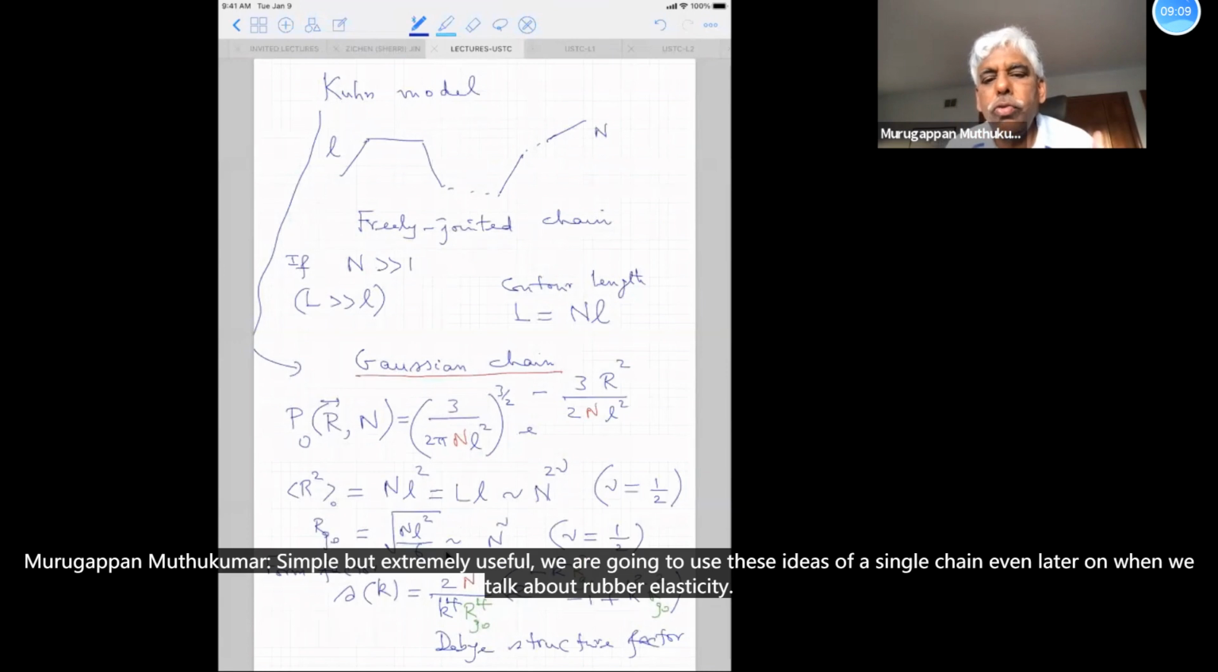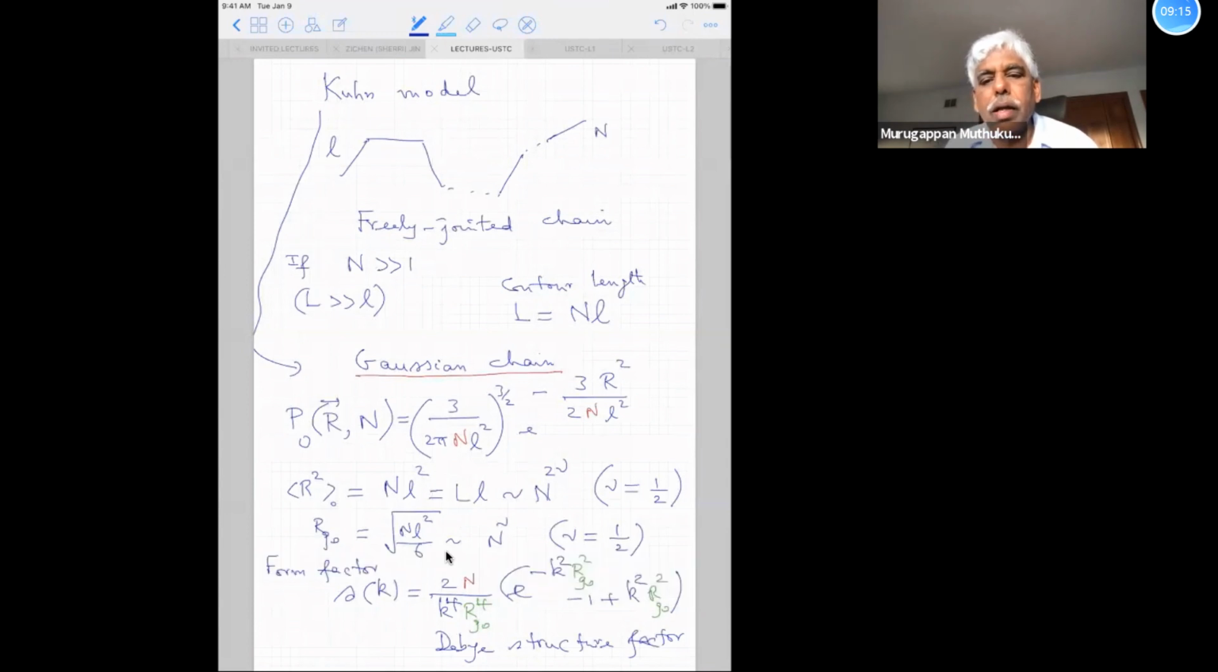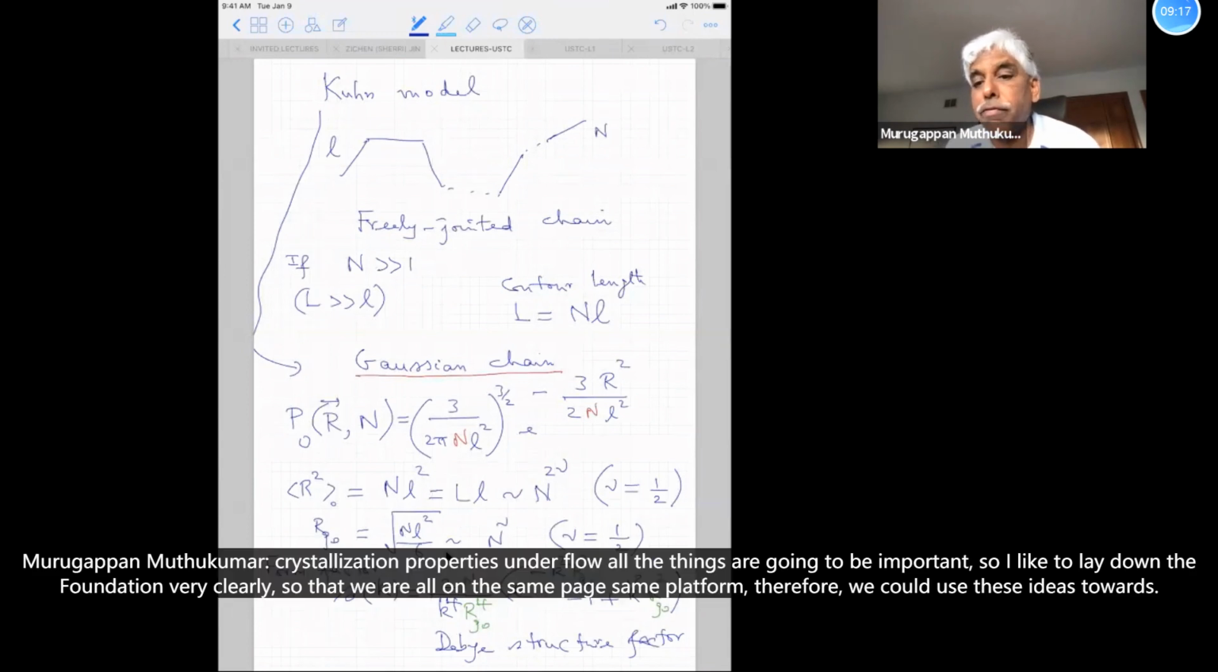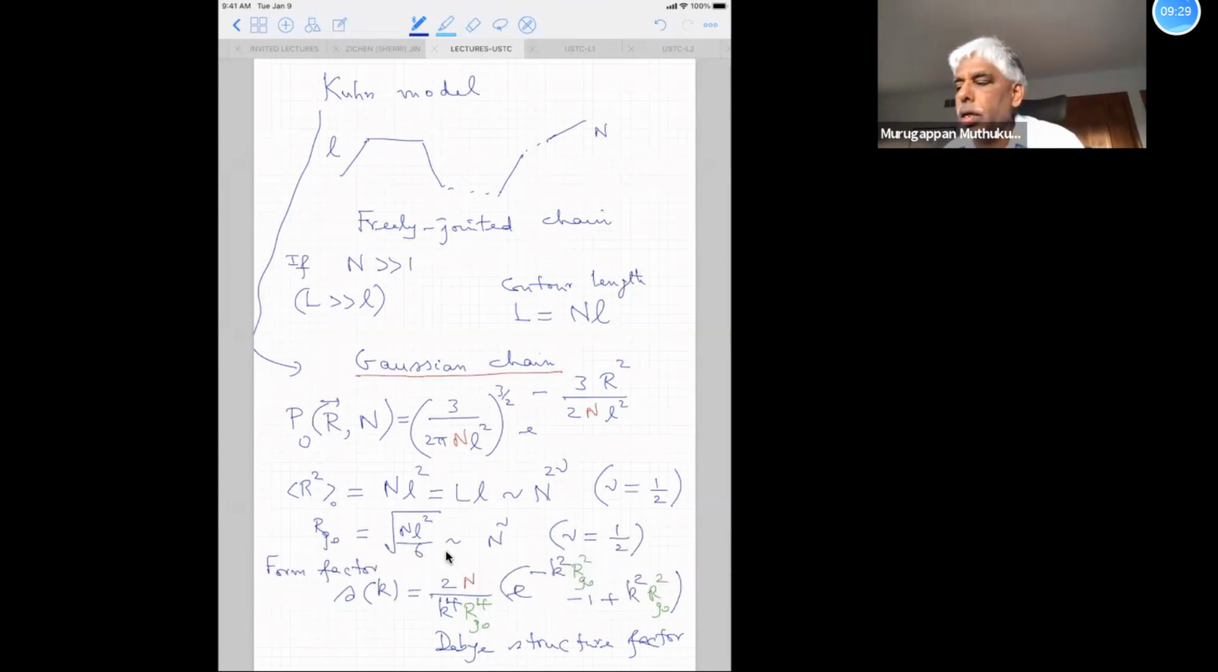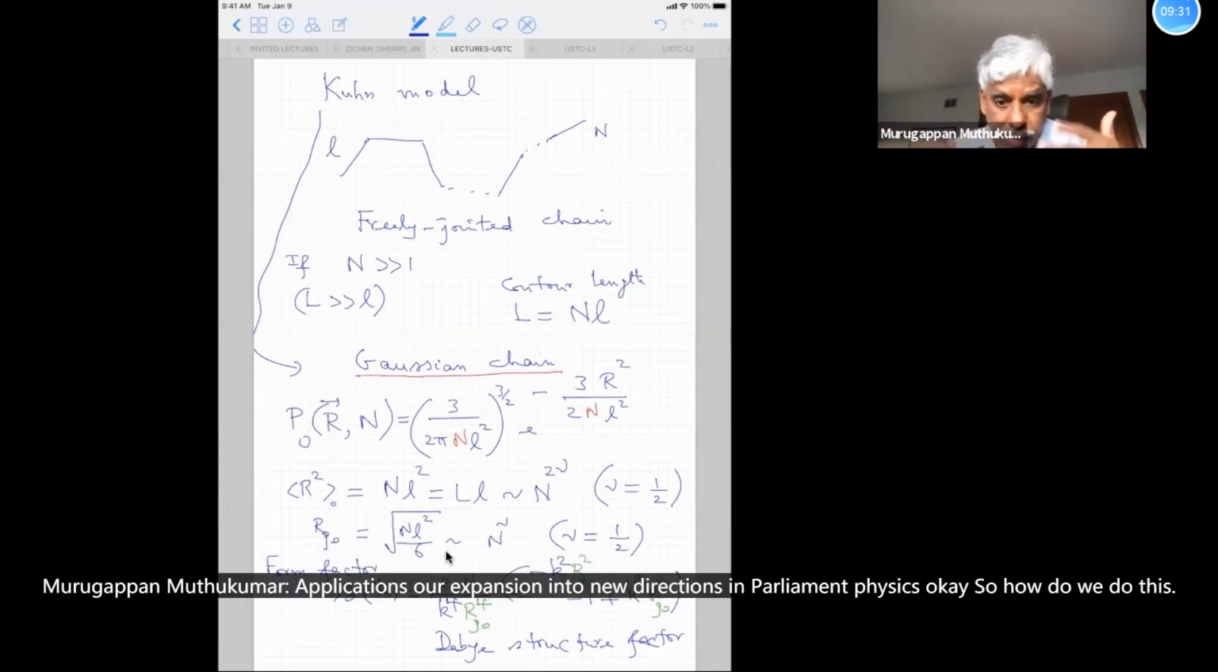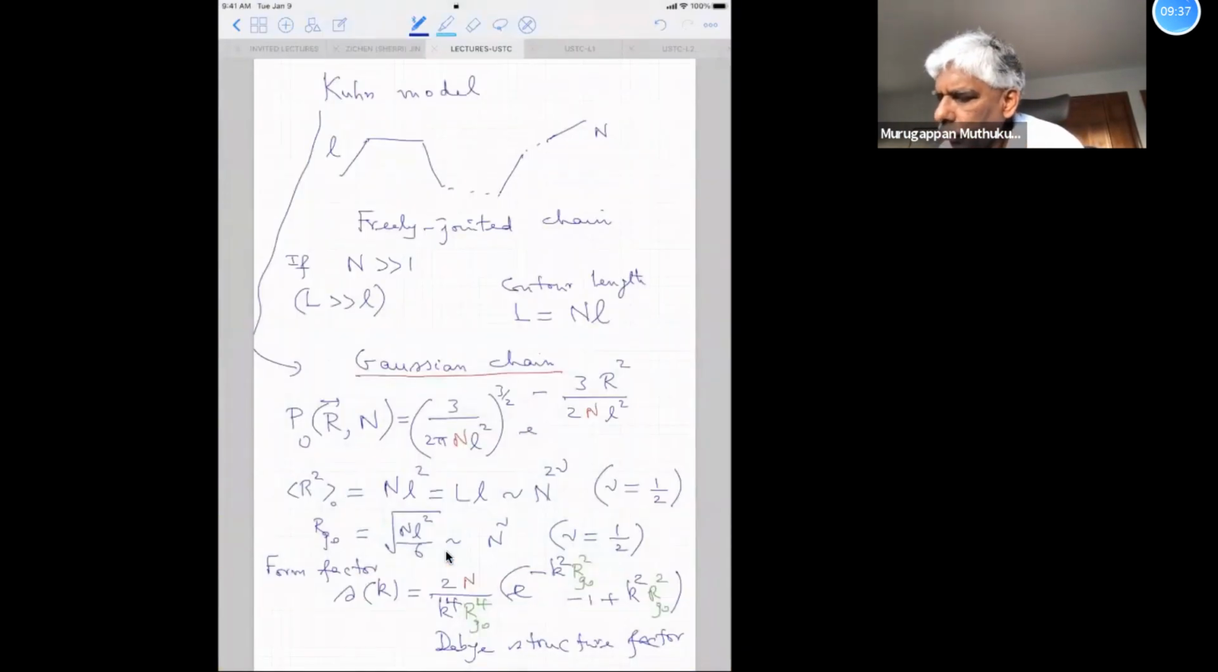We are going to use these ideas of a single chain even later on when we talk about rubber elasticity, crystallization properties under flow. All these things are going to be important. So I like to lay down the foundation very clearly so that we are all on the same page, same platform. Therefore, we could use these ideas towards applications or expansion into new directions in polymer physics. Okay, so how do we do this?